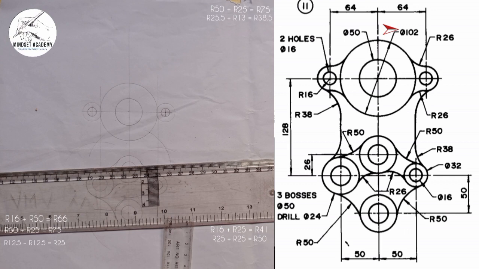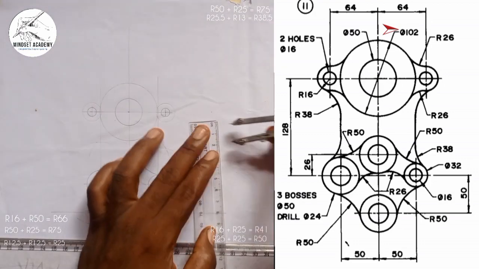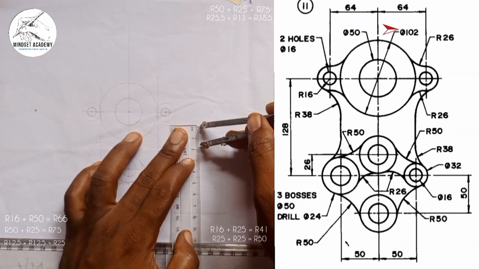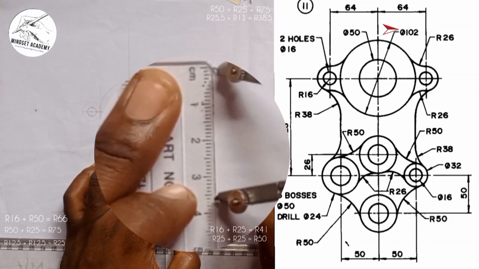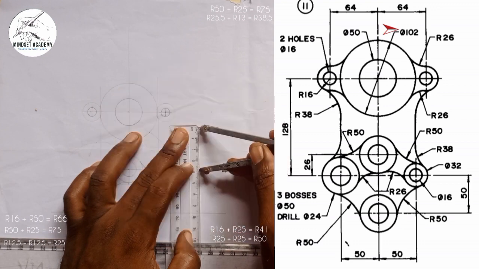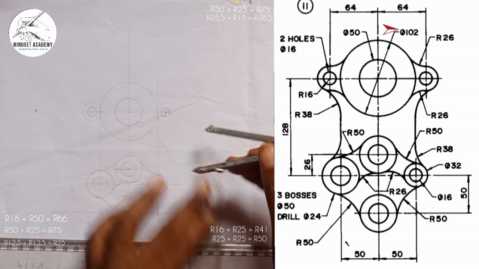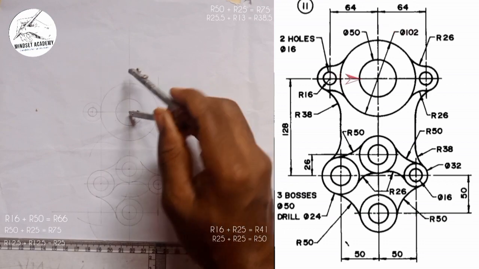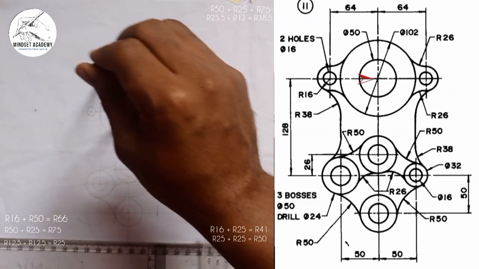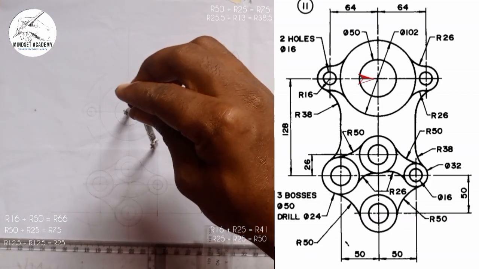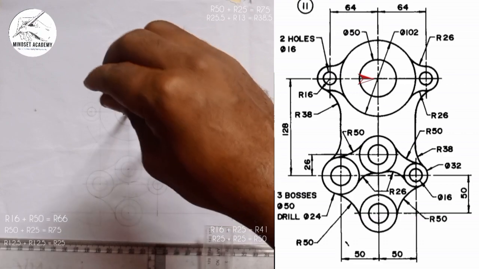So the 25.5 plus the 13 that we have here is going to give us 38.5. So I'm going to measure 38.5. This is the 38.5 here. You measure it. This is 38 here. And 5. And I'm going to place it at this point, right? I'll strike an arc up, left, down, and down here, right? Now that's what I'll do.